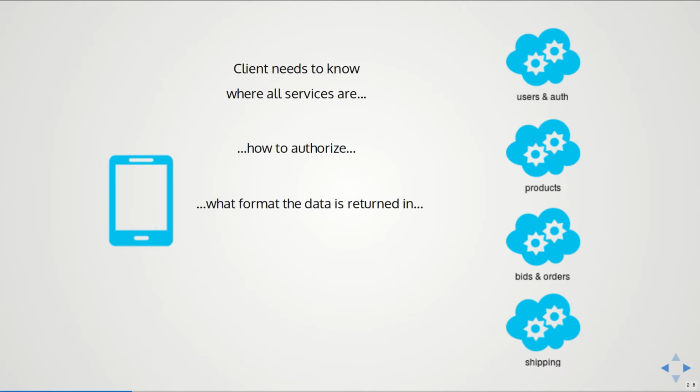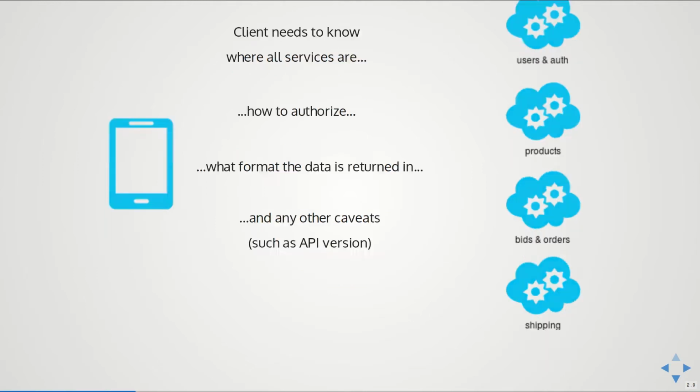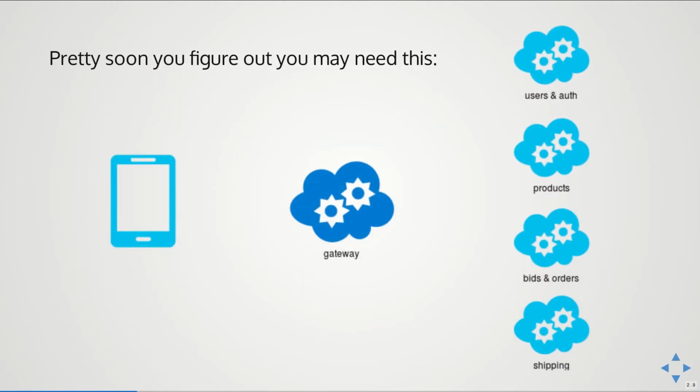It also has to handle the format of the data that is returned, and all the other caveats in the API. So let's say, for example, that the products service was done by one team that really loves JSON and everything, and the other service is a legacy service that was done using, I don't know, a Java stack and XML. The client then needs to parse this data, combine it, and you know how hard it might be. So pretty soon, you figure out you may need something in between.